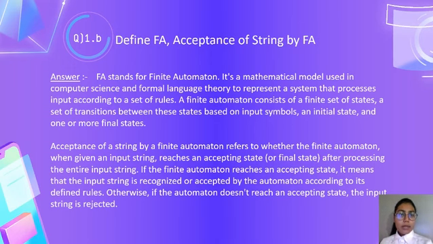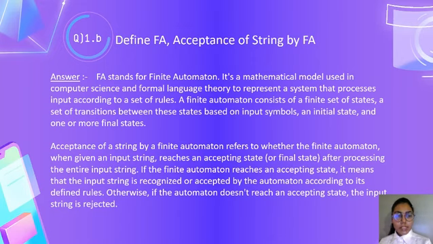This is the second part of question 1. Define a finite automata, or string by FA. So the answer is FA stands for finite automata. It is a mathematical model used in computer science for formal languages theory to represent a system that processes input according to a set of rules. A finite automata consists of a finite set of states, transitions between these states based on the input symbol, and an initial state or one or more states.